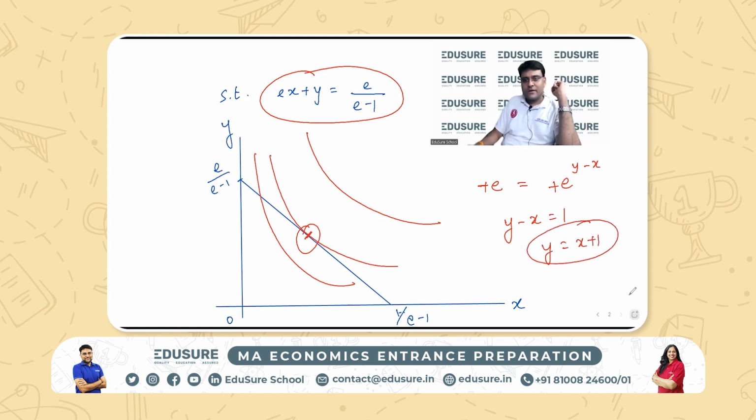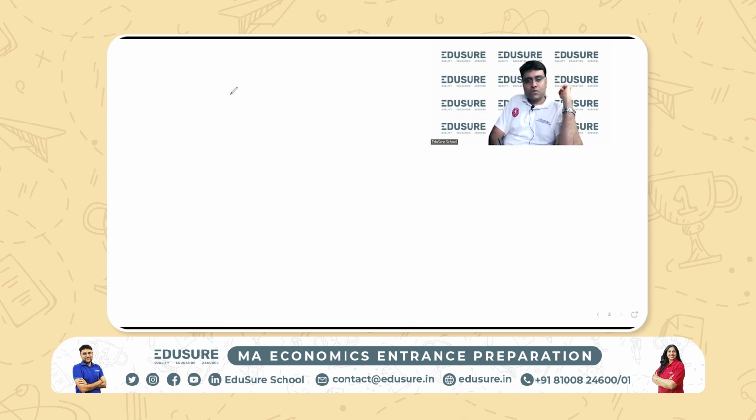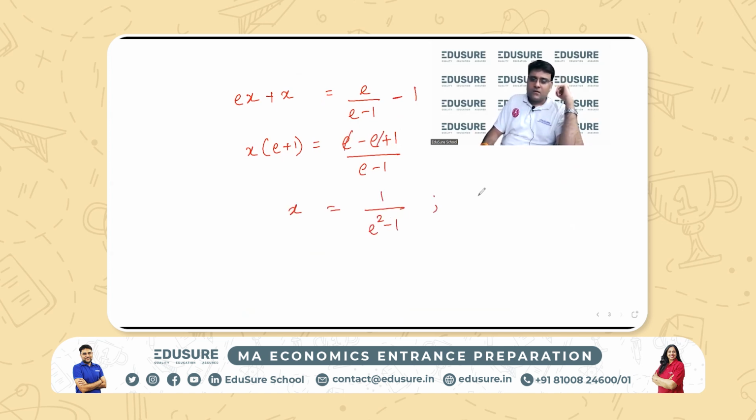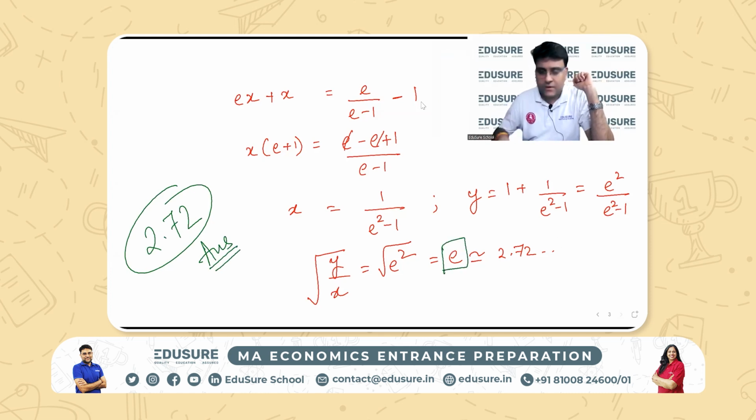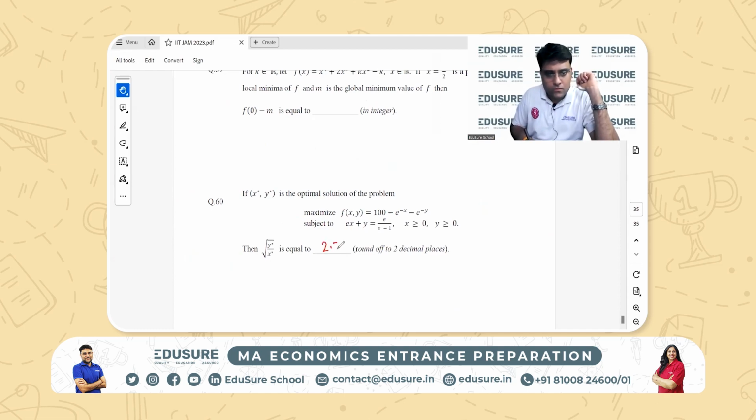Okay. Now, if y is equal to x plus 1, just put it there. x plus x plus 1, e by e minus 1, e x plus 1 is equal to e minus e plus 1 by e minus 1. Taking this plus 1 on the other side as minus 1, you get this. x is basically 1 by e square minus 1, and y is basically 1 plus x. So y by x is basically e square. Root over y by x is e. e is approximately 2.72 something. So if I write the answer as 2.72, it will be correct. Basically, the answer is e. So we mark the answer here as 2.72, rounded off to two decimal places.